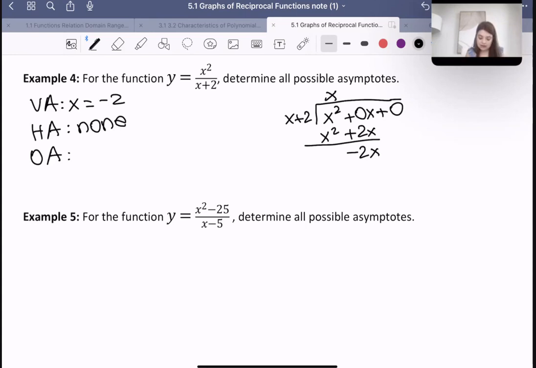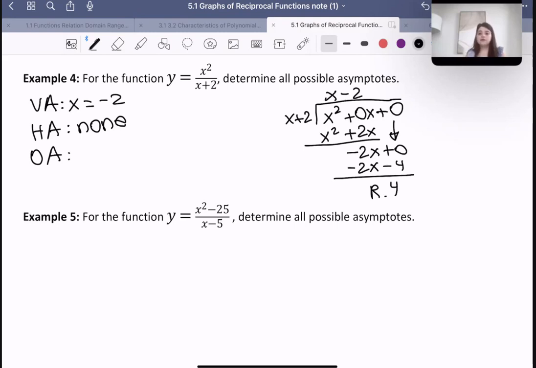How many times does x go into negative 2x? Well, negative 2 times. x times negative 2 is negative 2x, and 2 times negative 2 is negative 4. So we end up with 4 as our remainder. Or do we? One moment. Yes, we do end up with 4 as our remainder.